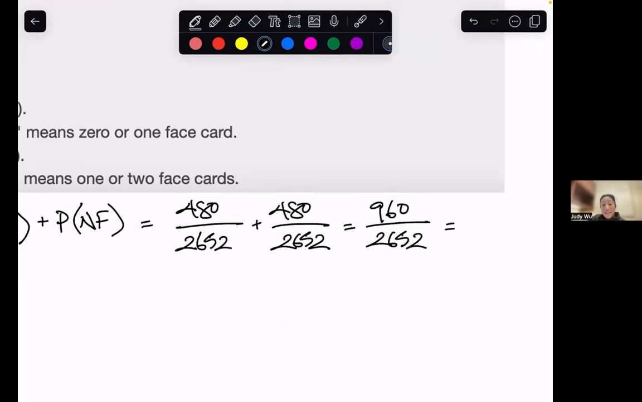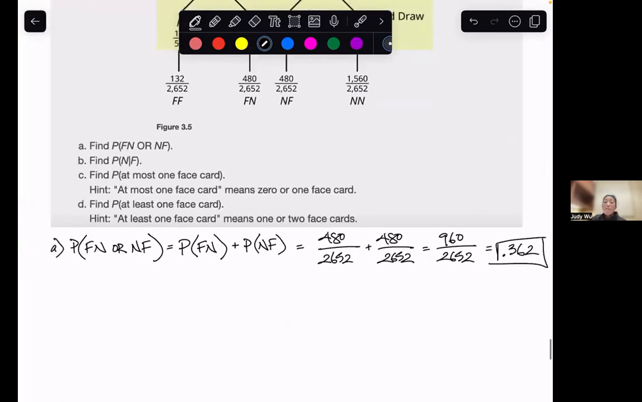So we get 960 over 2652. If we put this into the calculator in our decimal form, we get 0.362. Okay, you have about a 36% chance of getting a face and then a number, or a number and then a face. Okay. All right.